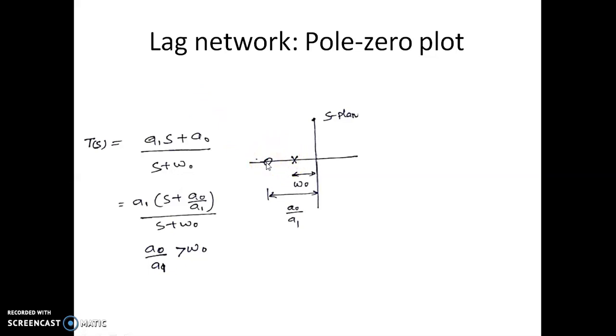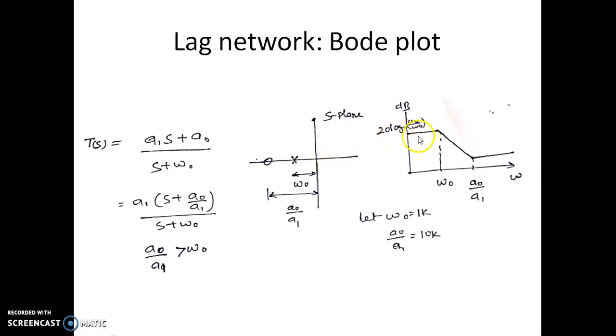So let us see how the Bode plot of the same looks. This is the Bode plot of the lag network. Initially there is no zero or pole, so the slope is 0 dB per decade. After a frequency omega naught, a pole comes into existence, so the slope decreases with a slope of minus 20 dB per decade. And as it keeps reducing, there is a zero coming in at a naught by a1. Afterwards, after this frequency of a naught by a1, the slope again becomes 0 dB per decade.